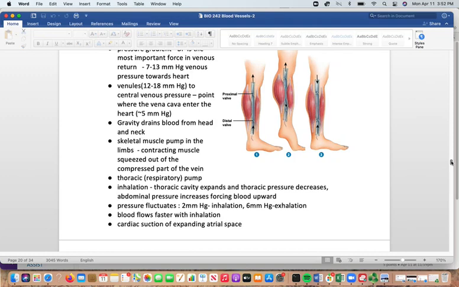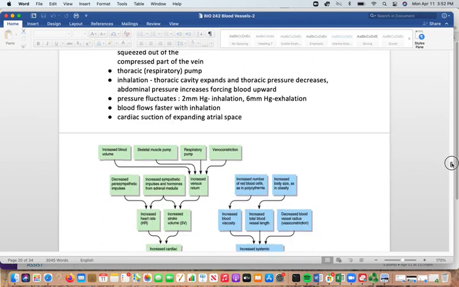So the pressure will fluctuate between 2 to 6 millimeters of mercury, 2 on inhalation, 6 on exhalation. The blood is going to flow faster with inhalation. And then there's a little bit of cardiac suction from the expanding atrial space that will help to draw blood back to the heart as well.